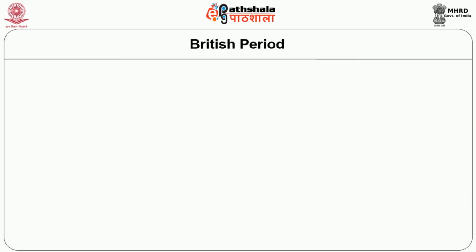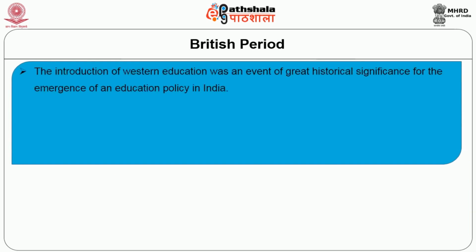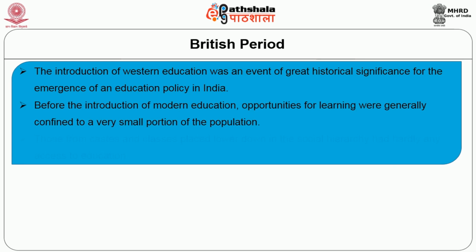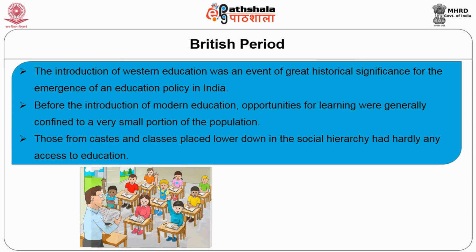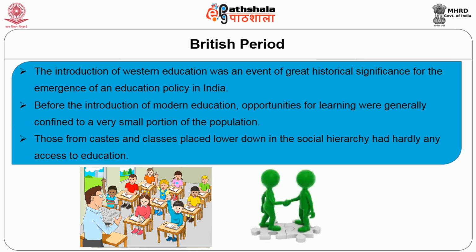Under the British period, the introduction of Western education was an event of great historical significance for the emergence of an educational policy in India. Before the introduction of modern education, opportunities for learning were generally confined to a very small portion of the population. Those from castes and classes placed lower down in the social hierarchy had hardly any access to education.